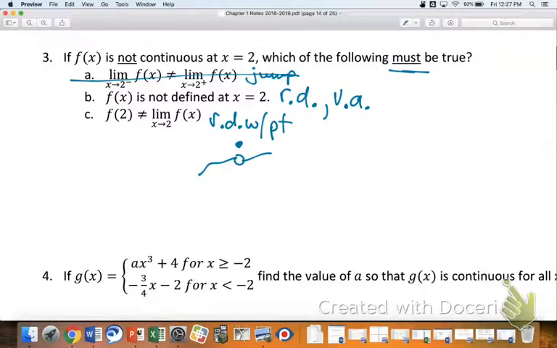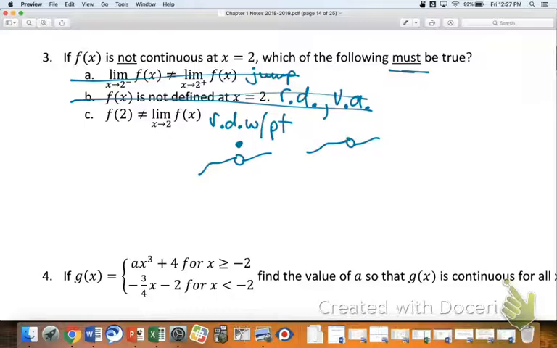B, does it have to be a removable discontinuity or a vertical asymptote? Does it have to be one of those two? It really doesn't, does it? So if f of x is not continuous, couldn't it be any one of 3 potential discontinuities? So B, unfortunately, is not it. So really, by process of elimination, you get down to C. But Luke correctly said, hey, you know what? C could be illustrating a removable with a point, right? But I think there's a little bit more to that. Couldn't C be illustrating a removable with no point? Because couldn't f of 2 simply not exist? Therefore not equal to whatever the limit is?